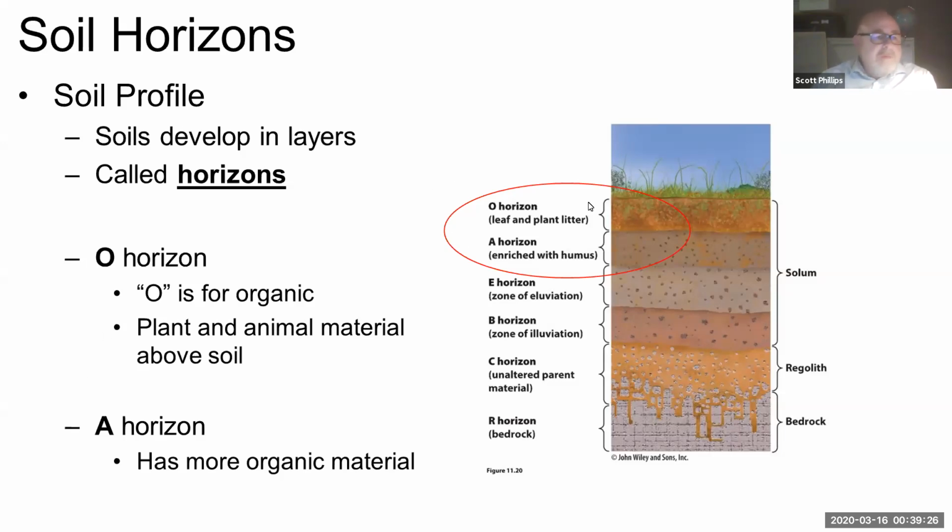Okay, O, and let's start at the top. The O is organic. It is plant material above the soil. We call this humus, and humus is just the kind of like dead leaves and grasses and things like that at the very top. And below that is the A horizon, what we often call the topsoil. It is the one part of the soil with the most amount of organic material, which kind of makes sense because it's placed right near the O horizon.